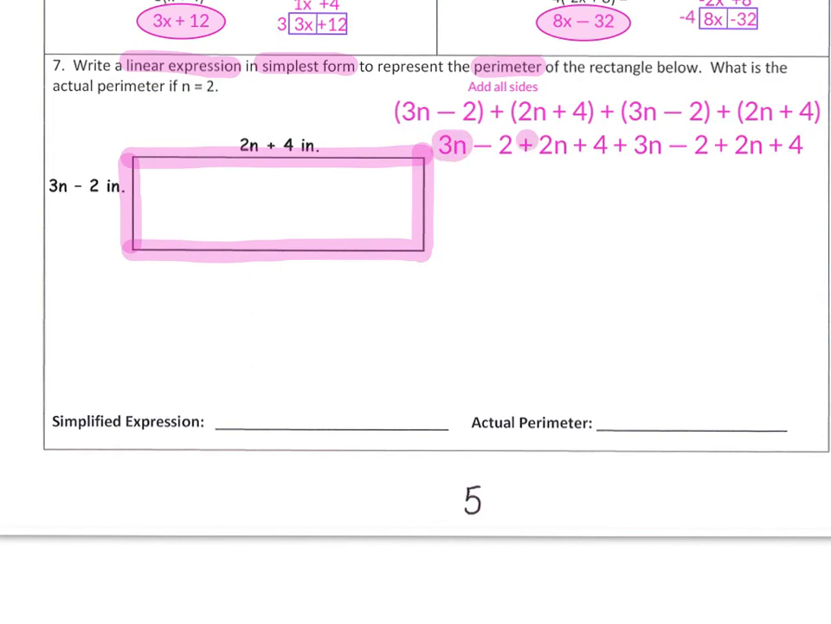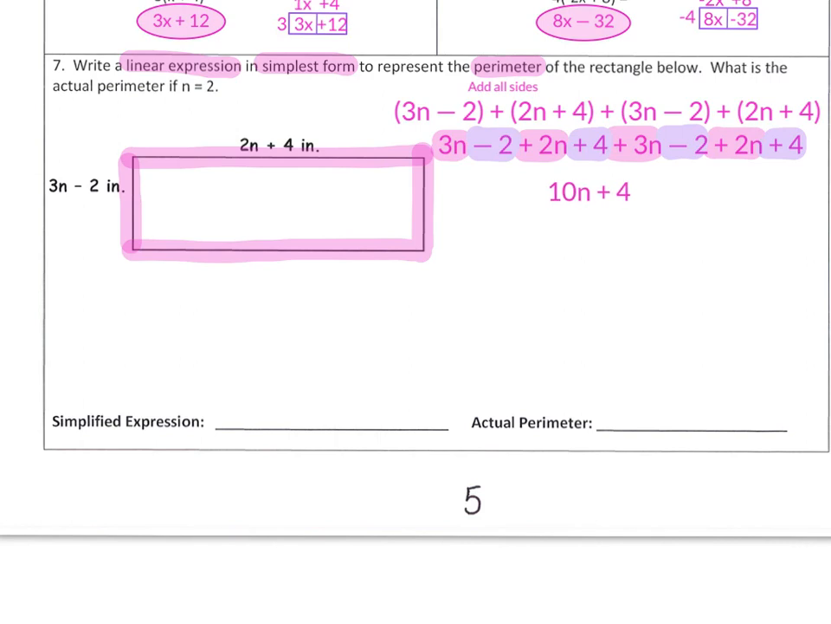So I have the 3n, the positive 2n, the positive 3n, the positive 2n. Those are all n's. Then I'm going to look back through and say, okay, well now I'm going to look for constants. So the negative 2, the positive 4, the negative 2, and the positive 4. Now it's a job for my calculator. I can type in all of the n's. So 3 plus 2 plus 3 plus 2 gives us 10n. And then the negative 2 plus 4 minus 2 plus 4 gives us plus 4. So that is my simplified expression, the 10n plus 4.